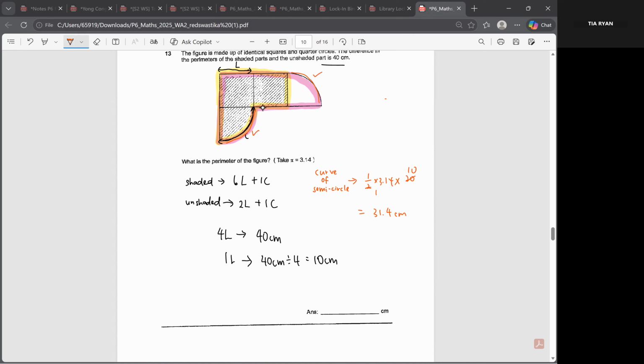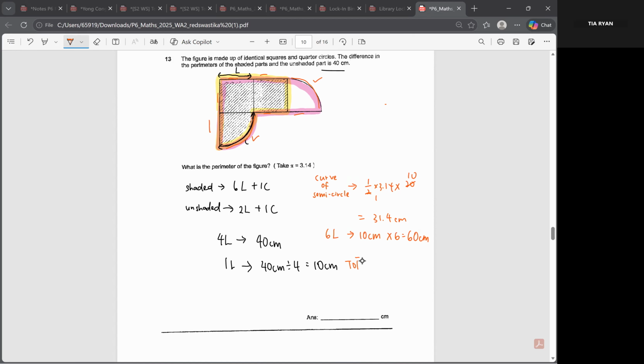I'm left with 1, 2, 3, 4, 5, 6 lengths. Each length is 10 cm. So 6 lengths, right? It is 10 cm times 6, which gives me 60 cm. Now for the total, I just have to add 60 cm plus 31.4 cm, which gives me 91.4 cm. And that is my answer to this question.